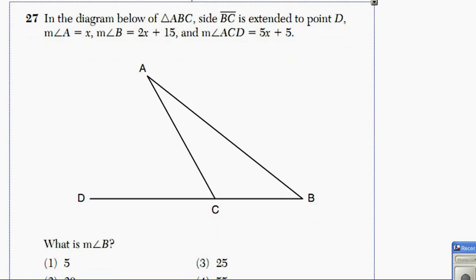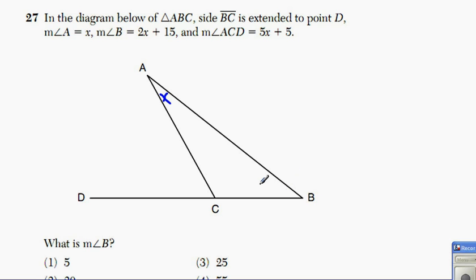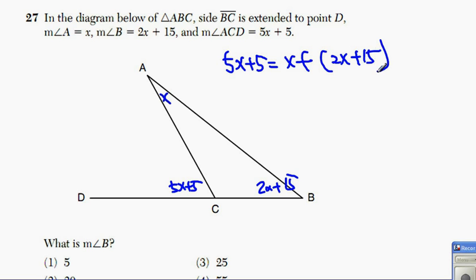Alright, so this is another very popular picture here. Angle A is x, right over here. B is 2x plus 15. And the third one is 5x plus 5. So the relationship is that the exterior angle is the sum of the two remote angles, which we now have. So 5x plus 5 must be equal to x plus 2x plus 15. Then here we have 5x plus 5, which is equal to 3x plus 15.